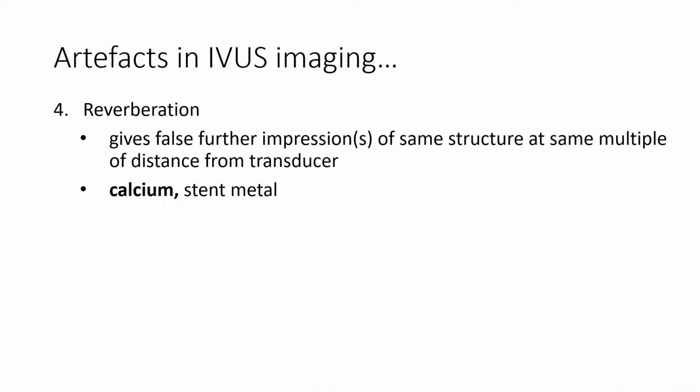Reverb artifact gives you further impressions of the same structure at multiple distances from the transducer, so lines in a geometric pattern behind an area of shadowing. Calcium and stent metal can cause that.